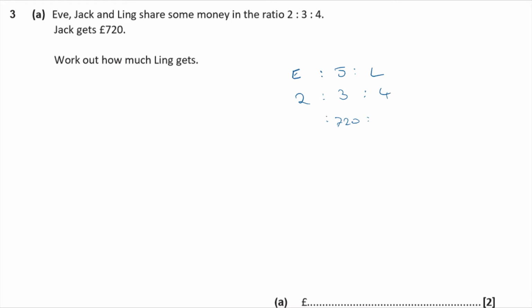If you have a think about what you need to multiply 3 by to get 720, that's just 720 divided by 3, which is 240. I'd have to multiply by 240 to change 3 into 720. Now if I do that to Jack, I have to do that to Ling and Eve as well. So 4 times 240 is 960, and just for completion, this one is going to be 480, although I don't really need it because I just need to work out how much Ling gets, and how much Ling gets is that one there, isn't it? She's going to get 960, or he's going to get 960. Not sure if it's a boy name or a girl name.